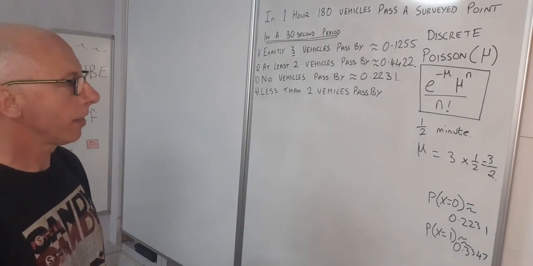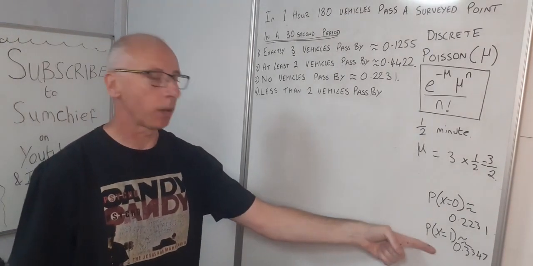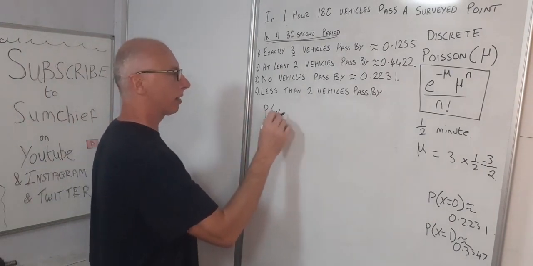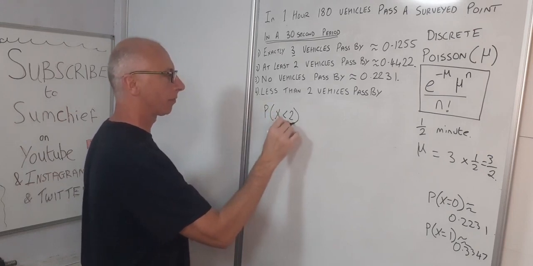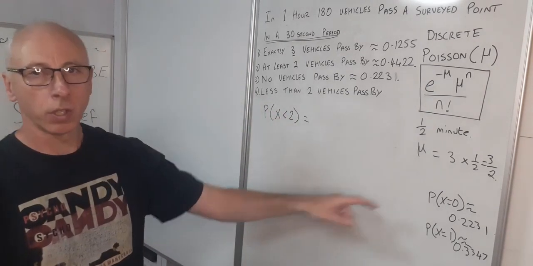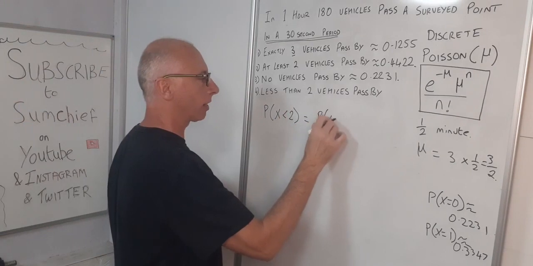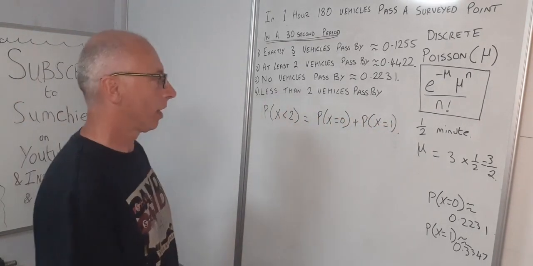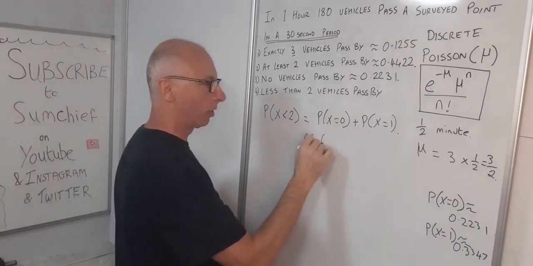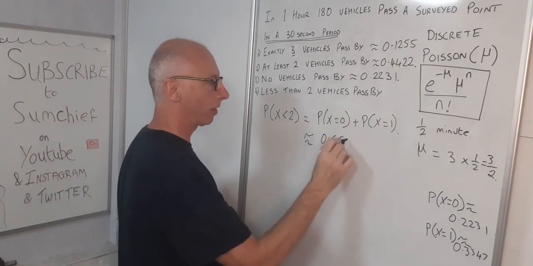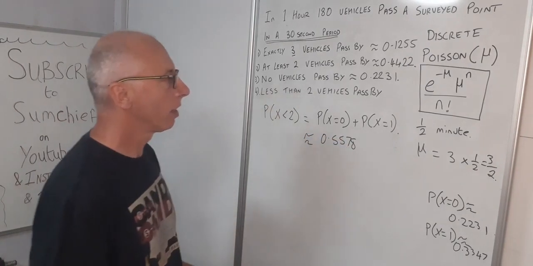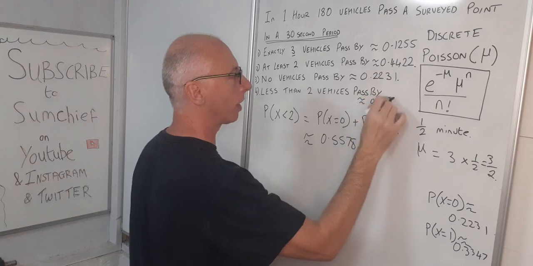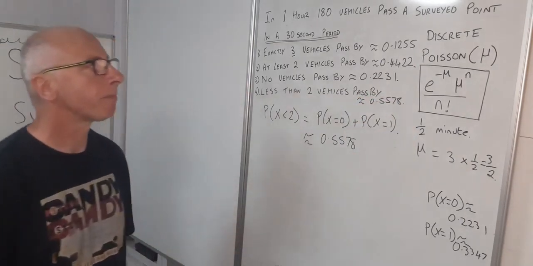Well, again, that's going to be probability x equals 0 plus probability x equals 1. So there's a probability that x is less than 2. So now what we can do is just add up these two here. So probability x equals 0 plus probability x equals 1. So this is going to be approximately 0.5578. So we can write that up here. So that's approximately 0.5578.